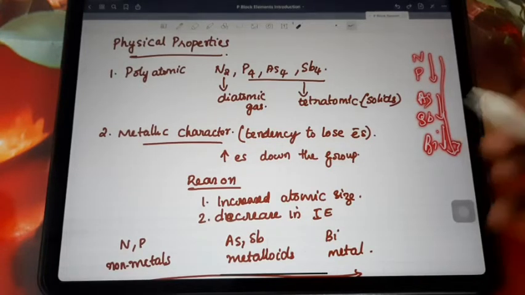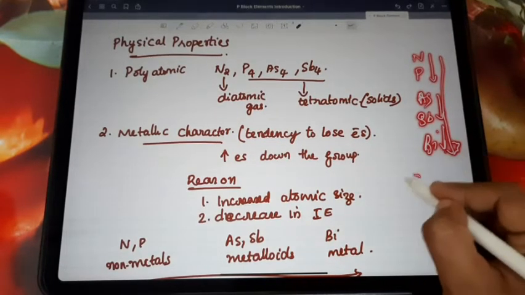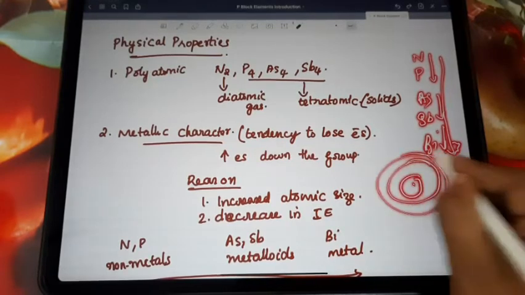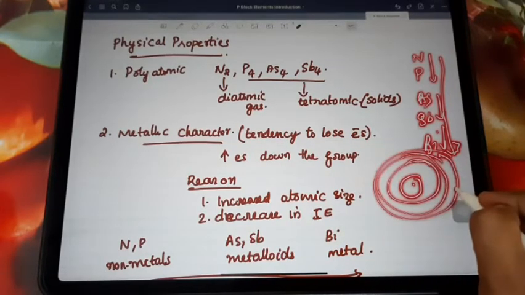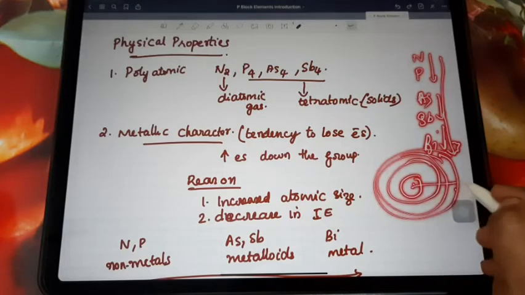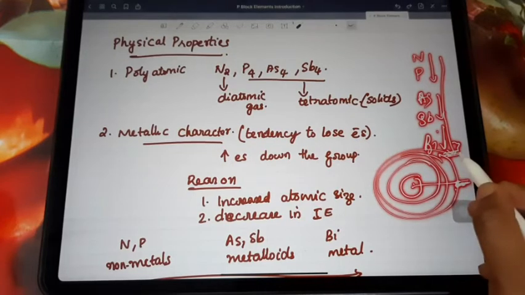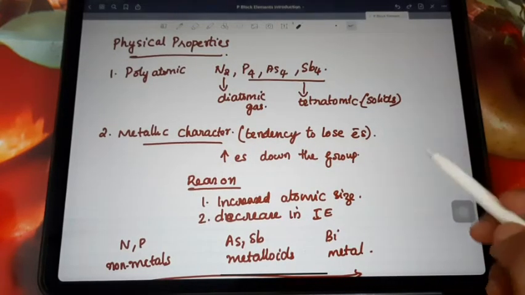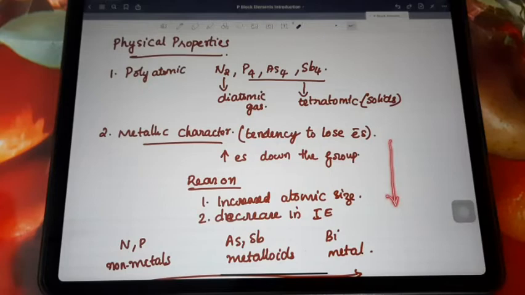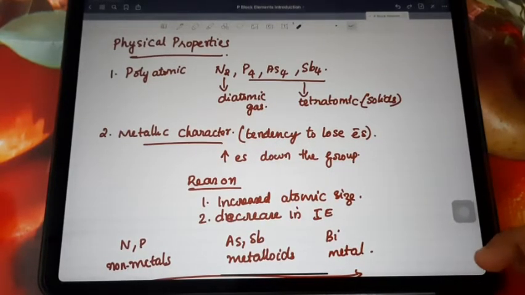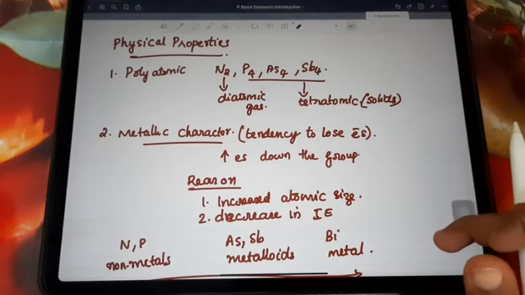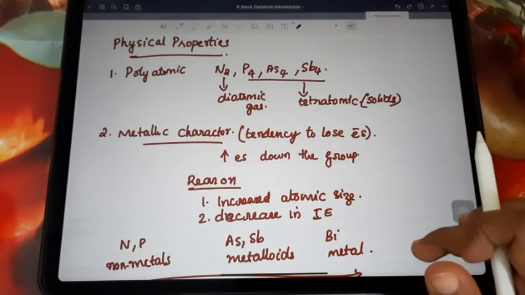Why is it easy? Because when you are going down the group, what happens? The atomic size is very high. So what happens? It is easy to remove the electron. The tendency to lose the electron is easier for these bigger elements. That's why, when we are going down the group, it is easy to remove the electron, and we can say that metallic character increases down the group.